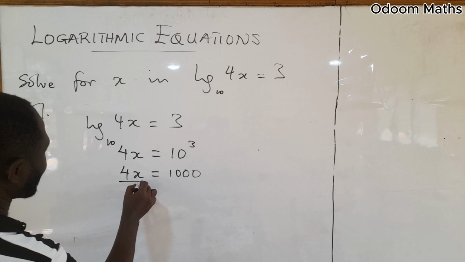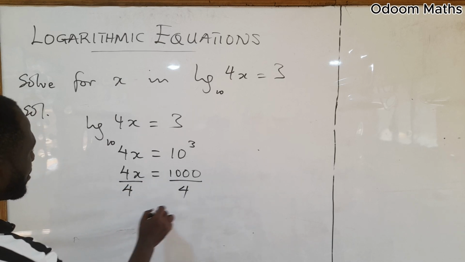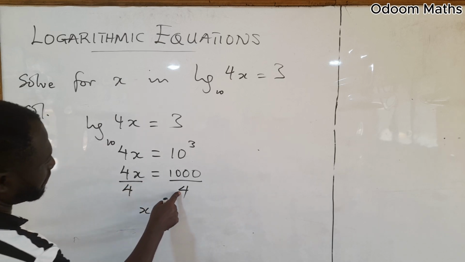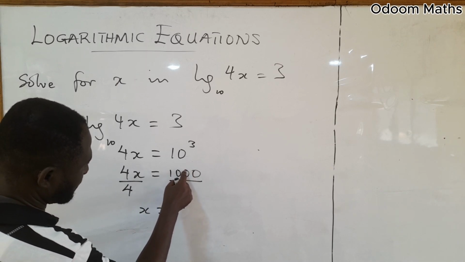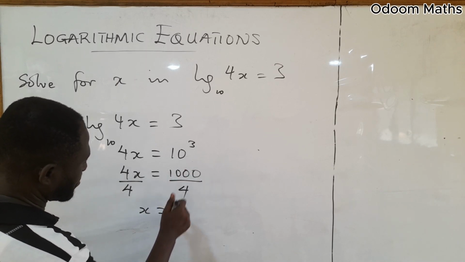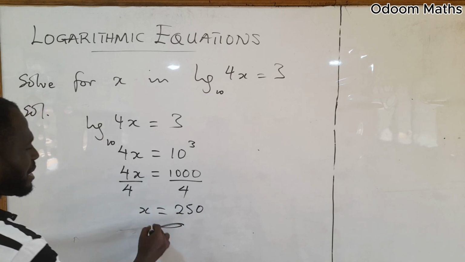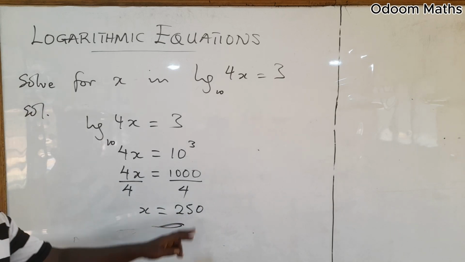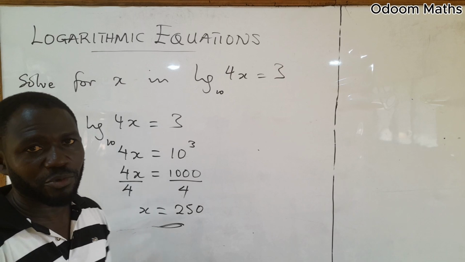Okay, so we need to divide both sides by 4. So x is going to be, now 4 into 100 is 25. Now 25 with 0 becomes 250. So the answer is x equals 250. That's all. Let's look at one more example.